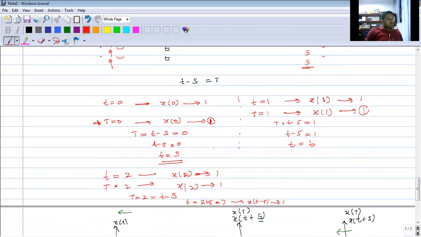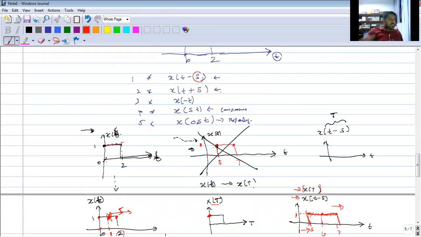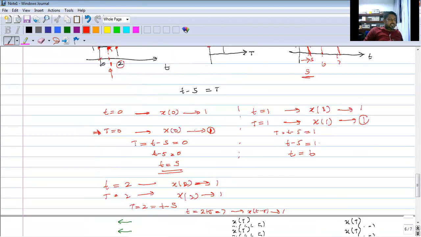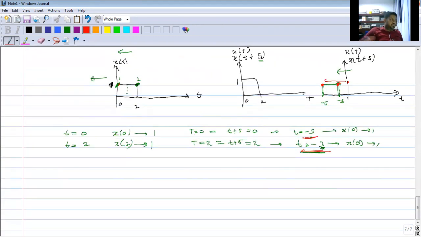So we have completed this one, this one and this one. Next we will get the time reverse signal. It is very simple. In the same manner, we have to see what happened. I am going to find x(-t) now, the time reverse signal.